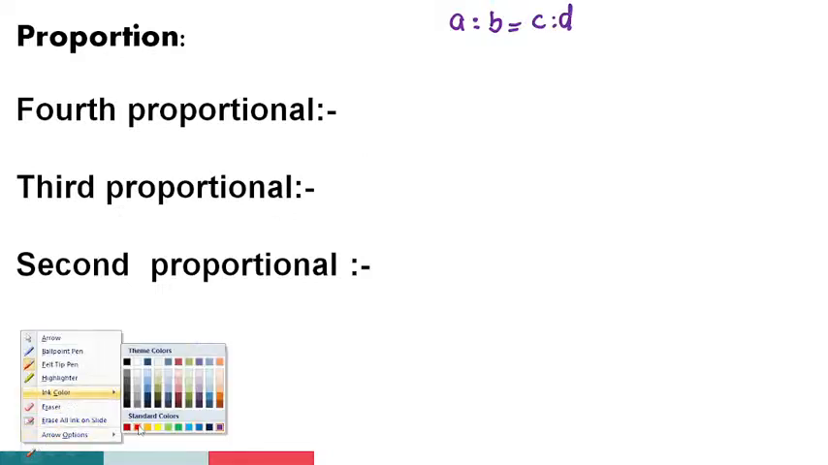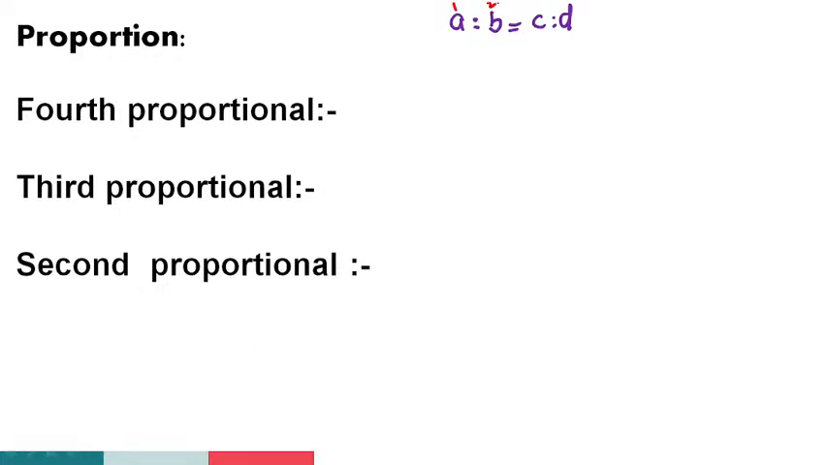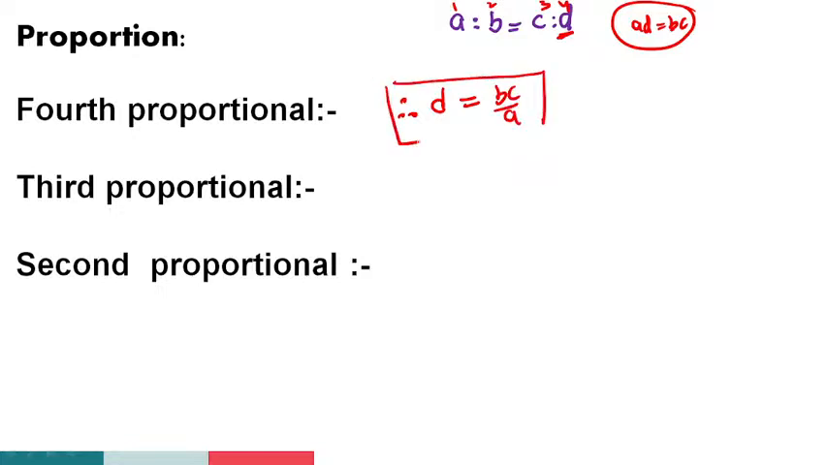First one is fourth proportion. Fourth proportion means 1, 2, 3, 4. So for fourth proportion, find out the D value. The proportion formation is AD is equal to BC, already you know. We have to find out the D value. D is equal to BC by A. So this is the fourth proportion formula.